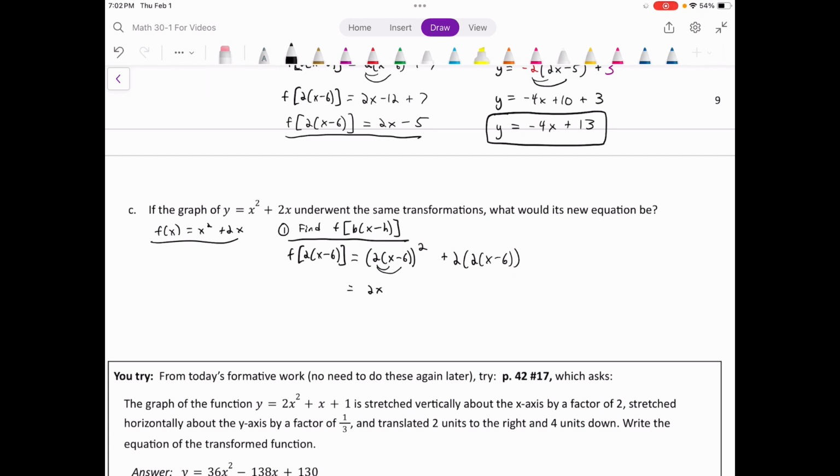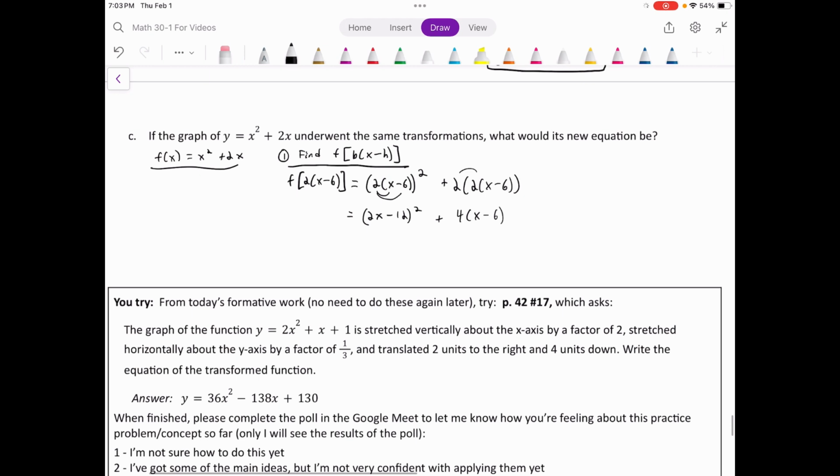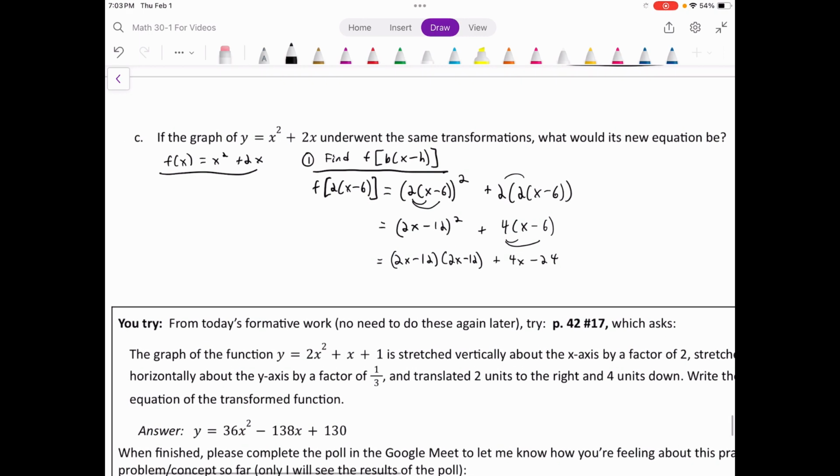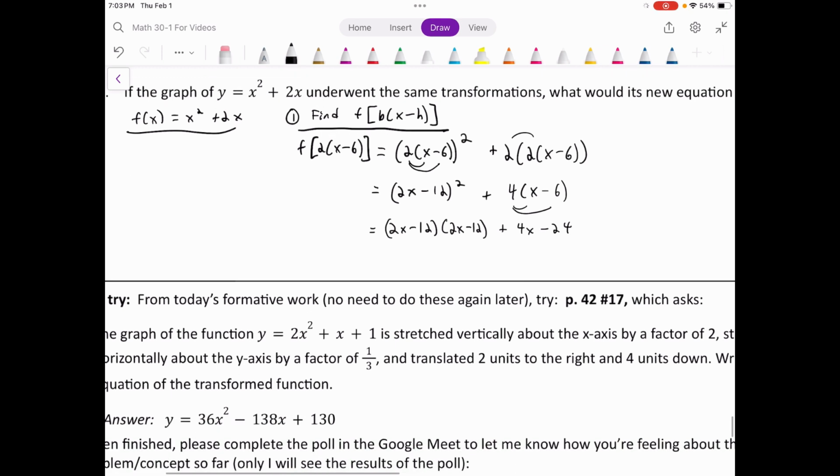Might just be a little bit easier to think about. So I'll do 2x minus 12, and then that's going to be squared, plus, you can do the 2 times 2 is 4, x minus 6, just working on breaking this down and simplifying it. 2x minus 12, okay, let's expand that out. Remember, 2x minus 12 squared means 2x minus 12 times 2x minus 12. And while I'm here, I might as well now distribute that 4 in. So 4 times x is 4x. 4 times negative 6 is negative 24. And then we're getting there. We just got to keep multiplying this out.